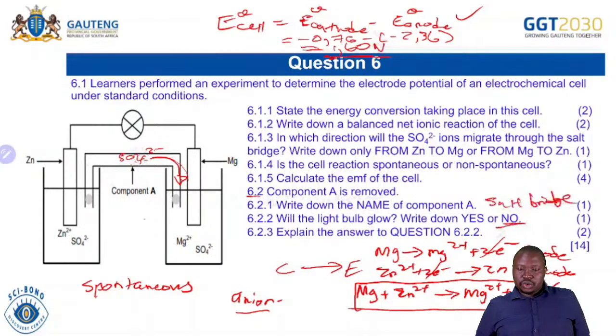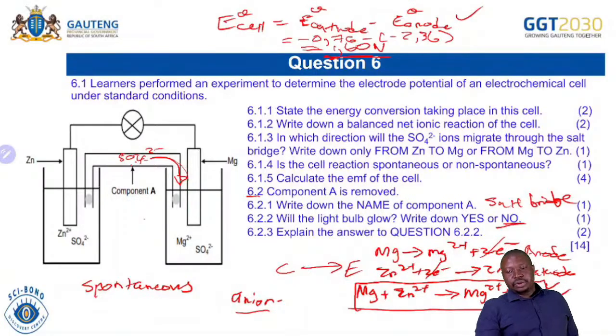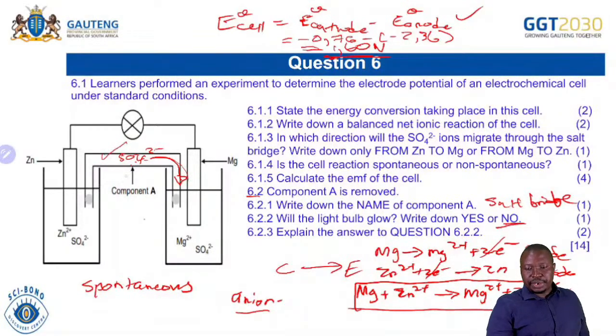Why won't it be able to glow? Because the function of the salt bridge is to complete the circuit. So the circuit will be incomplete without the salt bridge, and then it will as well be unable to maintain electrical neutrality. So that is the main thing to say. You explain the reason why it won't glow. It won't glow because of that reason.